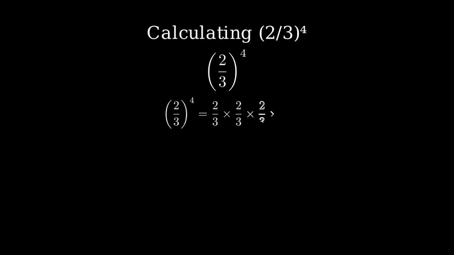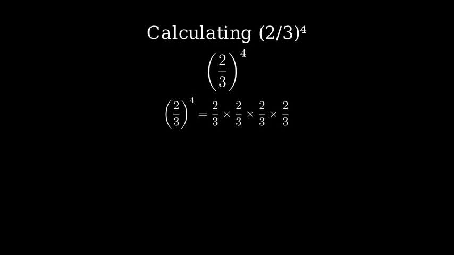Let's solve this problem step by step. We need to calculate 2/3 raised to the fourth power. When we raise a fraction to a power, we multiply that fraction by itself that many times. So 2/3 to the fourth power means we multiply 2/3 by itself 4 times.